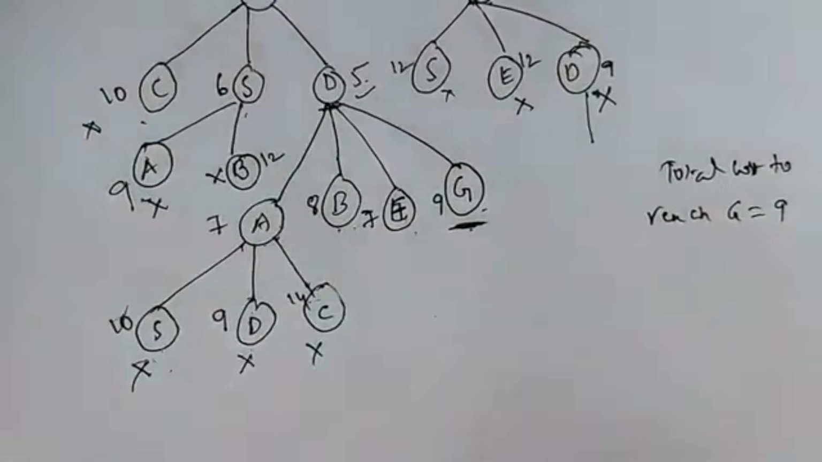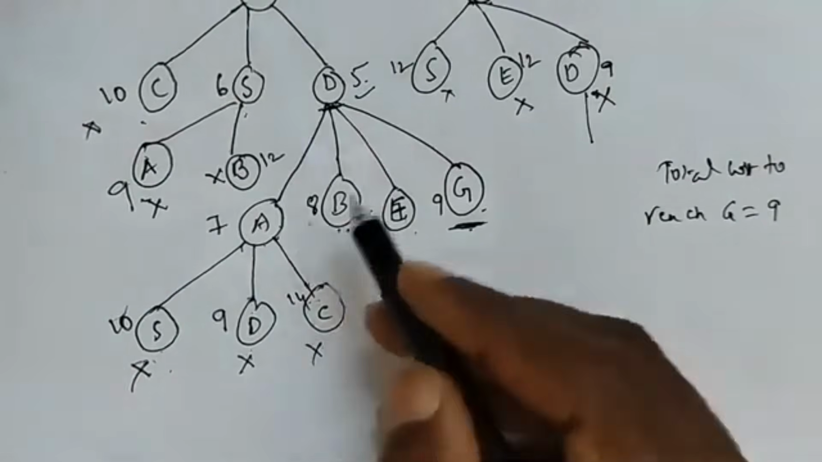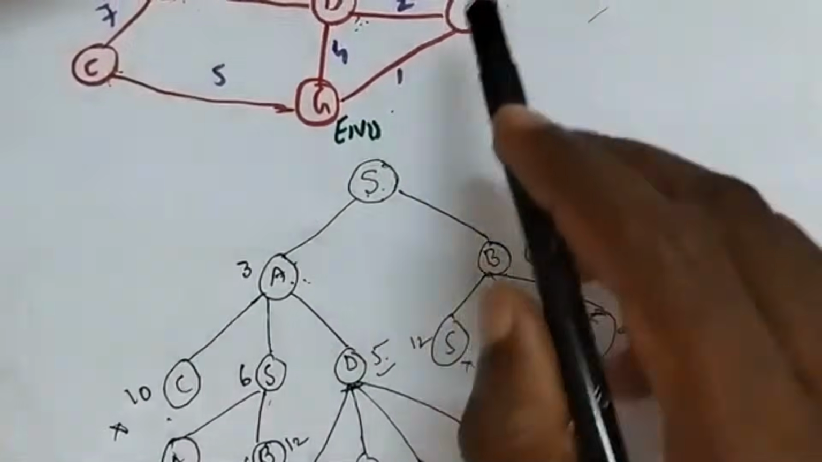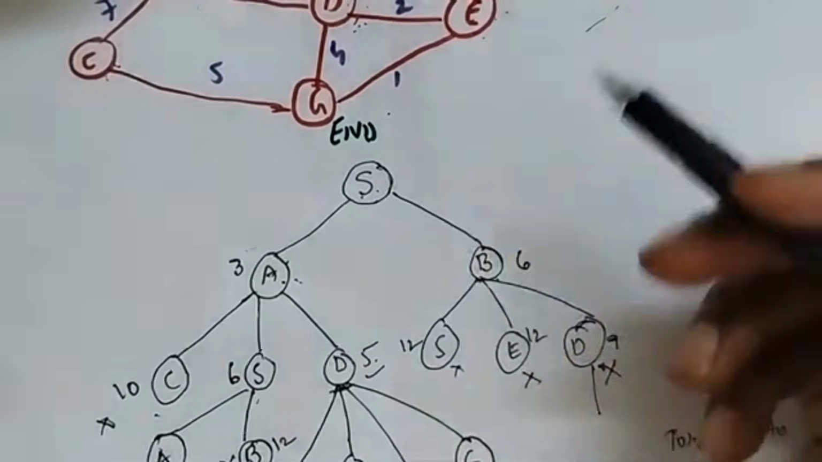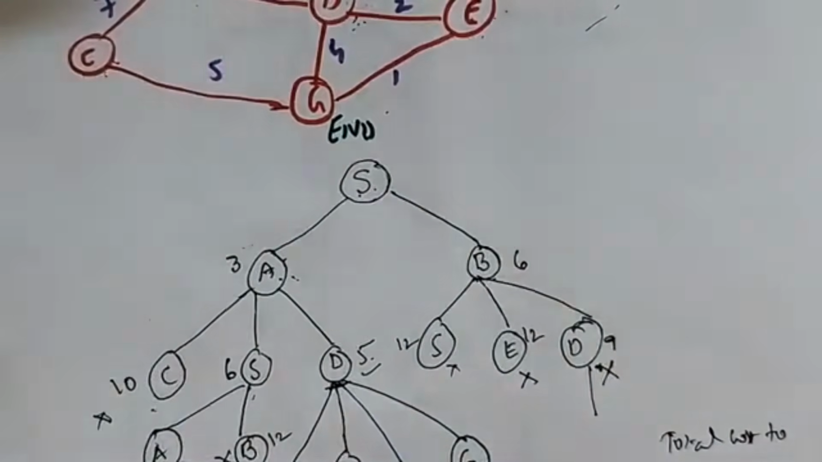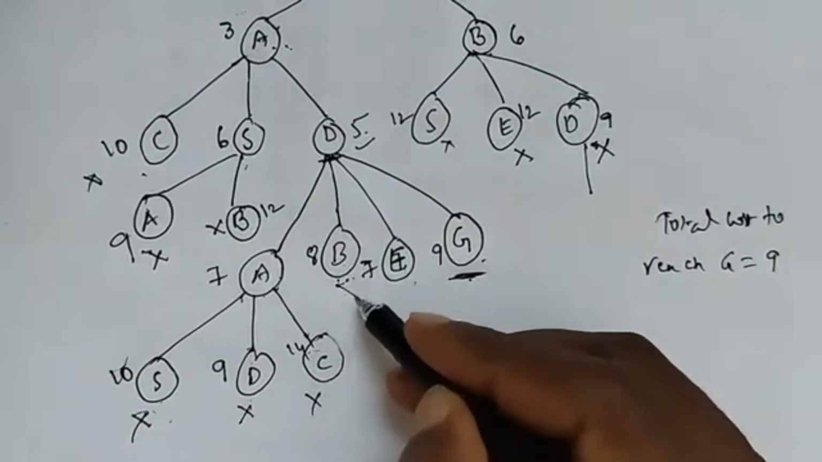And what about the possible thing here? It is B to A is 8. If you expand B, the only possibilities are D and E. If you expand, it is also not possible. So I am clearly closing here.